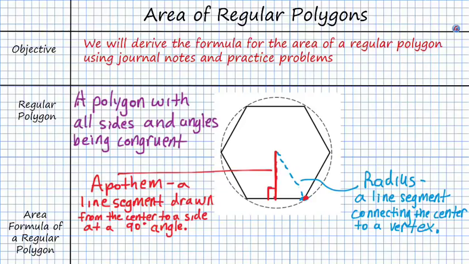So the area formula for a regular polygon is going to be A is equal to 1/2 the apothem times the perimeter of the figure. So this a here is the apothem, and then this P here is the perimeter.